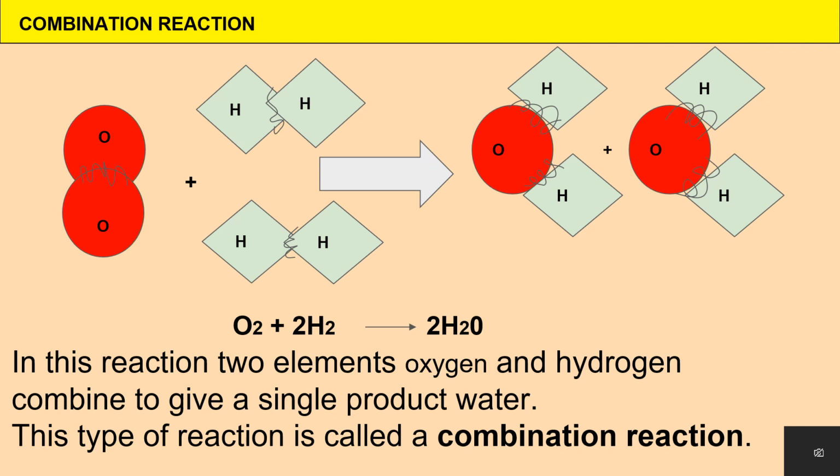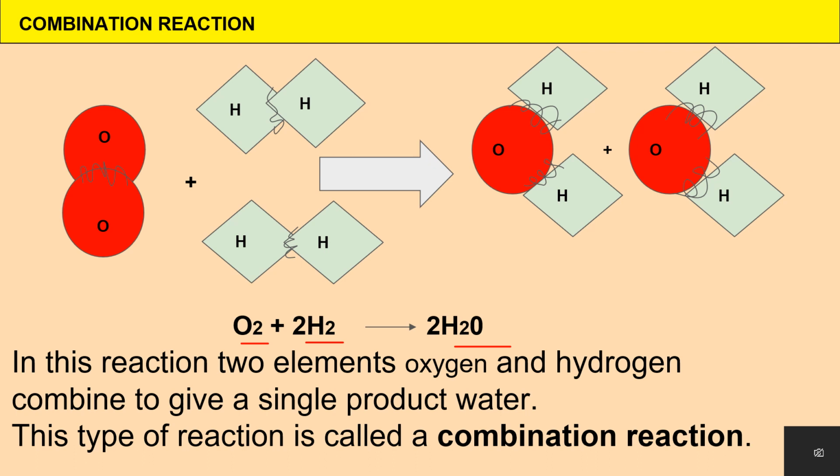Let us study each type of reaction one by one to clearly understand them. The first type is combination reaction. Combination reaction is a reaction in which two or more elements or compounds combine to give a single product. Let us see an example. Oxygen here is combining with hydrogen to give water.